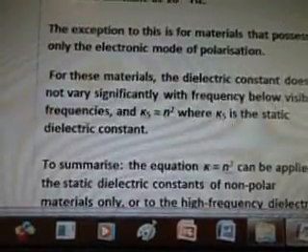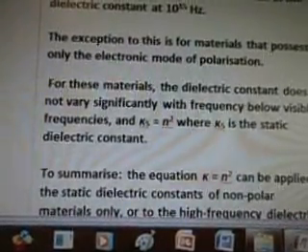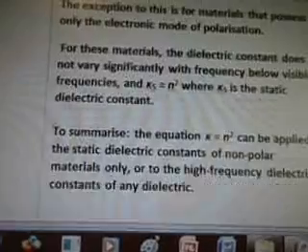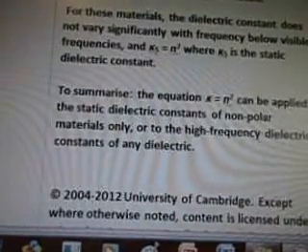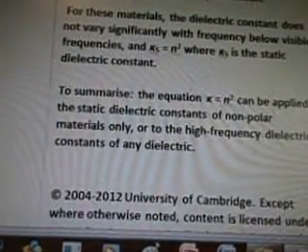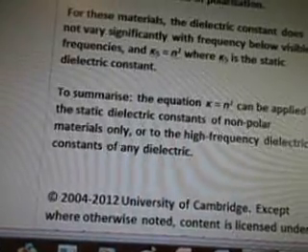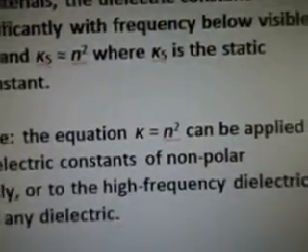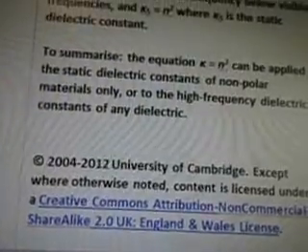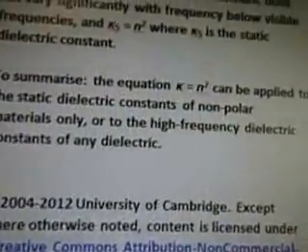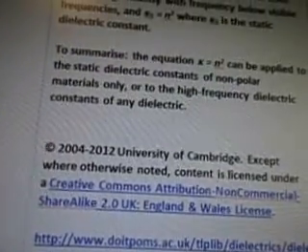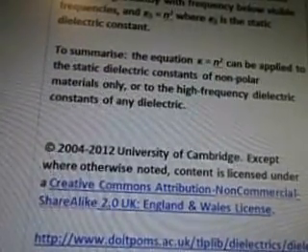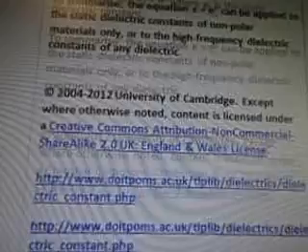The exception is for materials that possess only the electronic mode of polarization. For these materials, the dielectric constant does not vary significantly with frequency below visible frequencies, and Ks equals n squared, where Ks is the static dielectric constant. To summarize, the equation K equals n squared can be applied to the static dielectric constants of nonpolar materials only, or to the higher frequency dielectric constants of any dielectric.